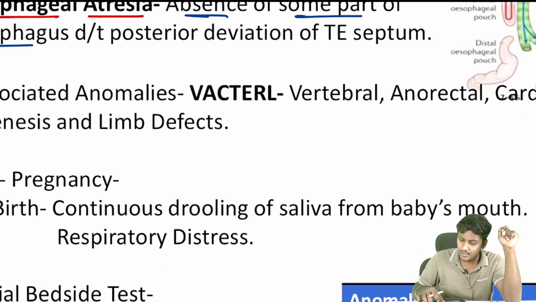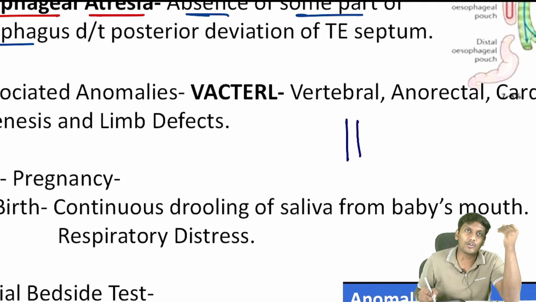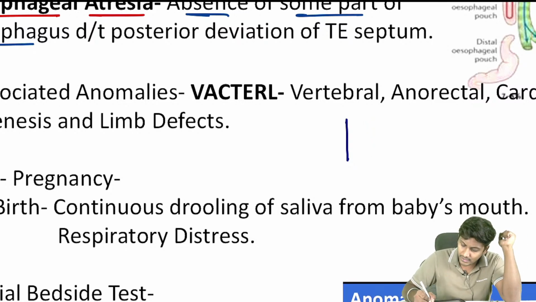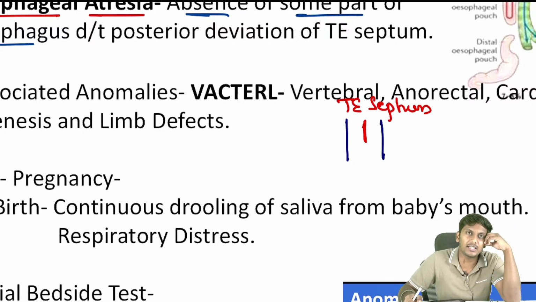Now, for example, see, we usually have the anterior pipe known as the windpipe or your trachea. Then we have a posterior pipe, that is your food pipe or your esophagus. Important is both of them are developing from the same lumen. And then there is a partition which develops between them. This partition is known as the tracheoesophageal septum.